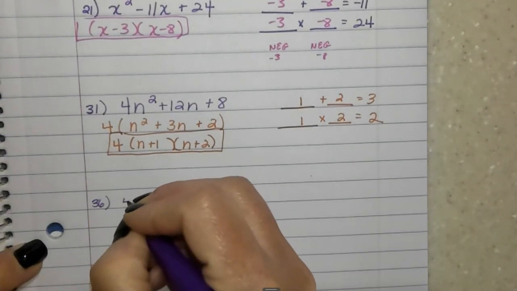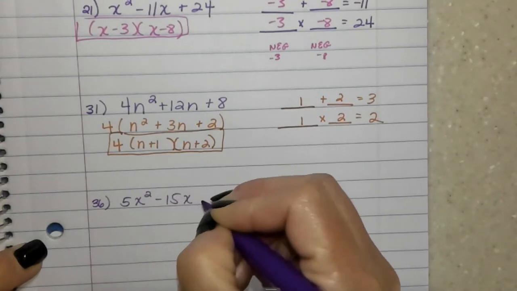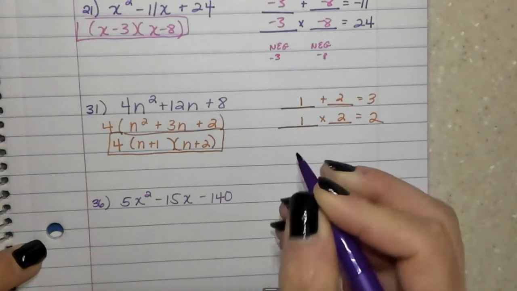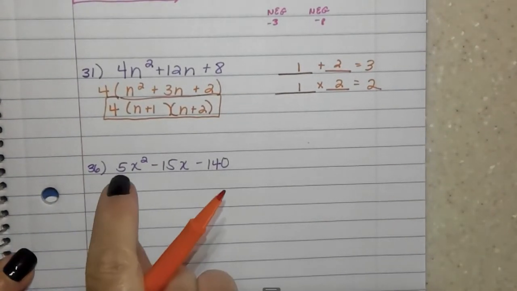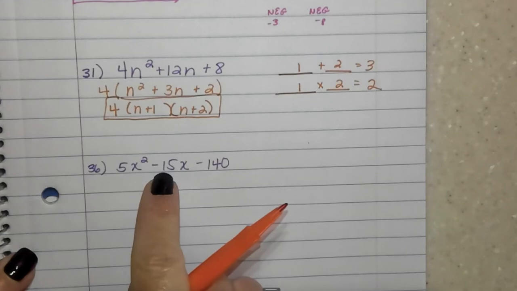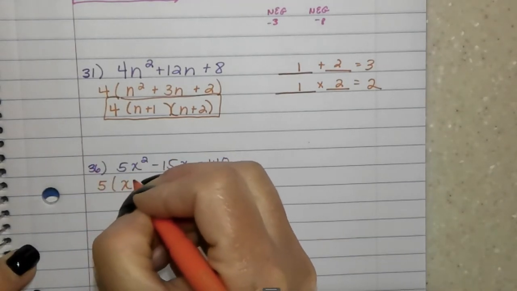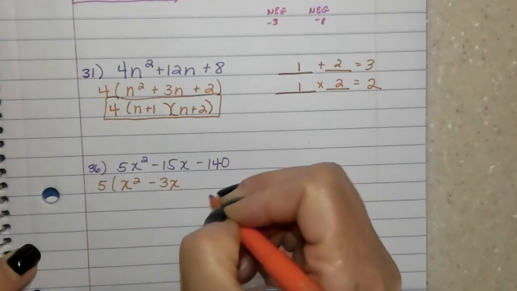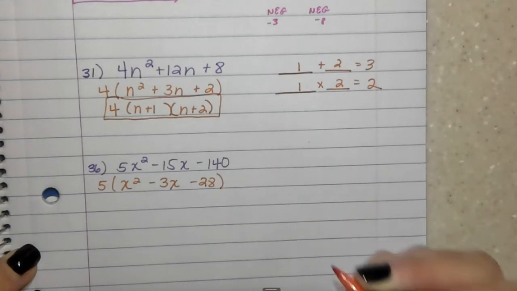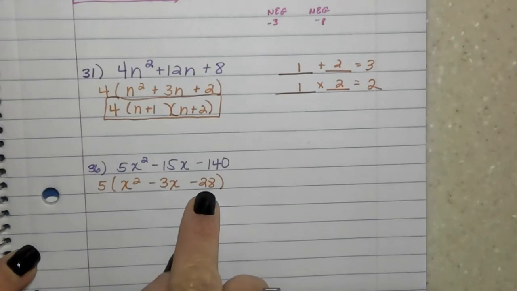Last one, 5x squared minus 15x minus 140. First question, can you factor anything out? Of course you can. You can take something out of a 5, a 15, and a 140. You can take a 5 out, leaving behind x squared, a minus 3x, and a minus 28. Now, can you factor this? Yes, you can. The long way.